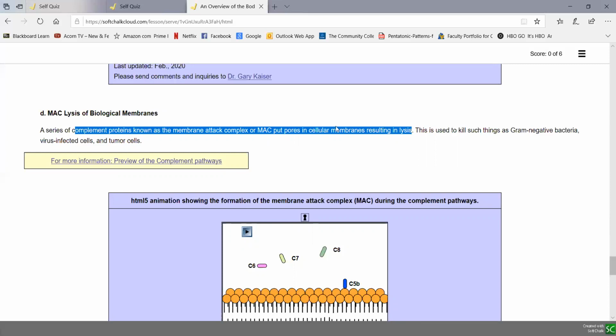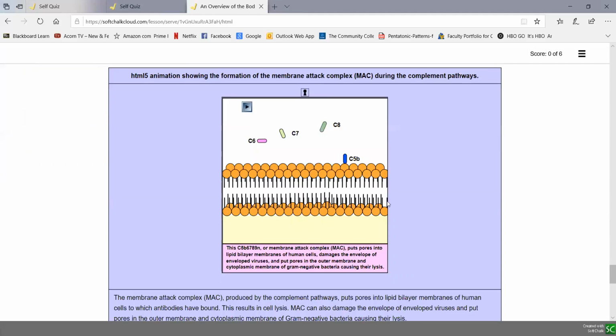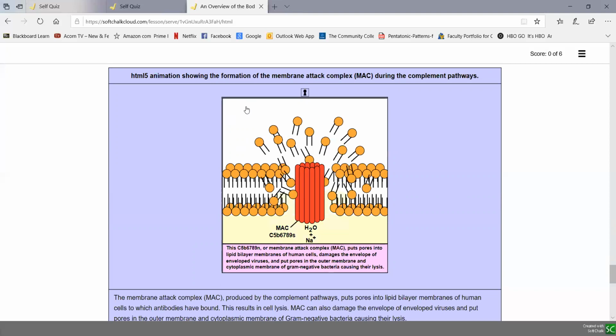membranes of cells. And so in this last animation here, we see the membrane attack complex forming. So maybe this is a virus-infected cell or a tumor cell, or it could be the outer membrane of a gram-negative bacterium, where we see the bilayer membrane, and a series of complement proteins called C5b, C6, C7, C8, all join in the membrane, and they polymerize C9, which is a pore-forming protein, and as water and sodium enters, that leads to lysis of the cell. So that's called the membrane attack complex, and that can help kill gram-negative bacteria and also get rid of harmful human cells like infected cells and tumor cells.